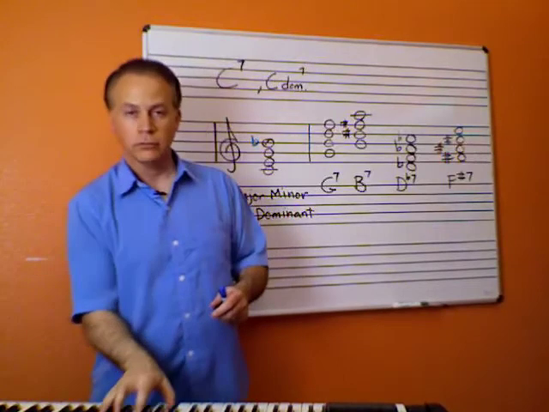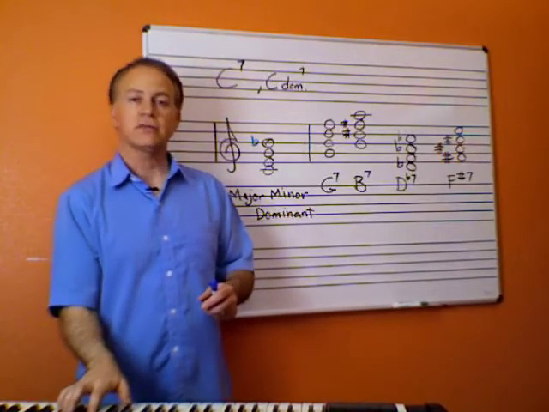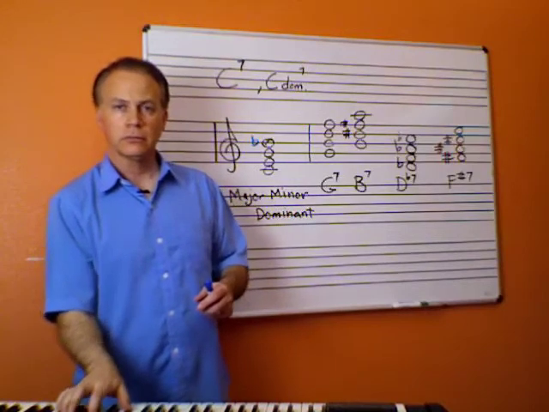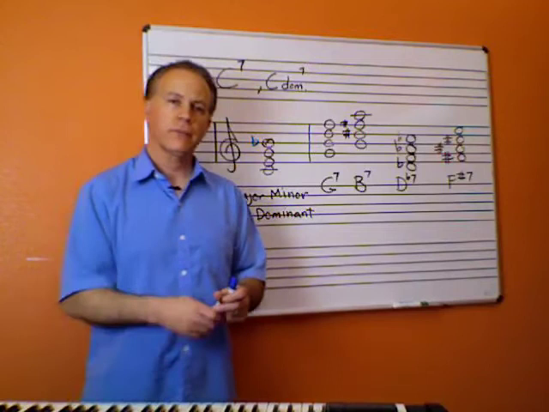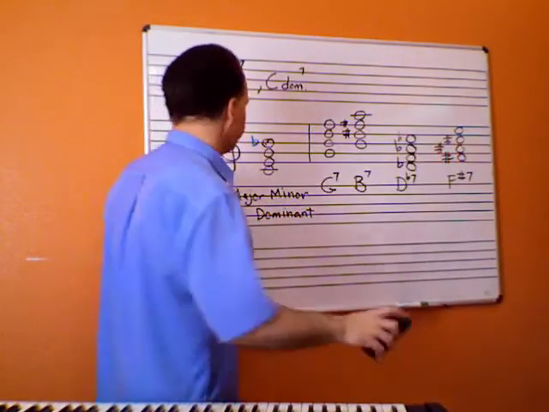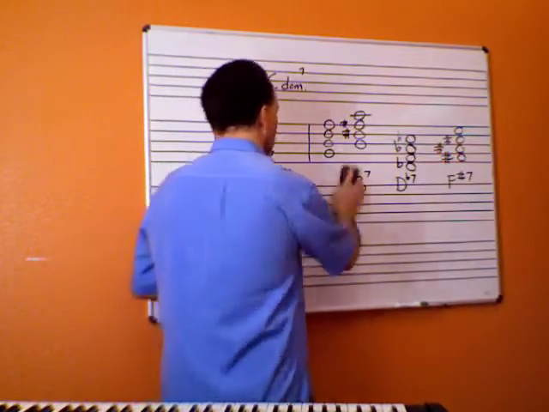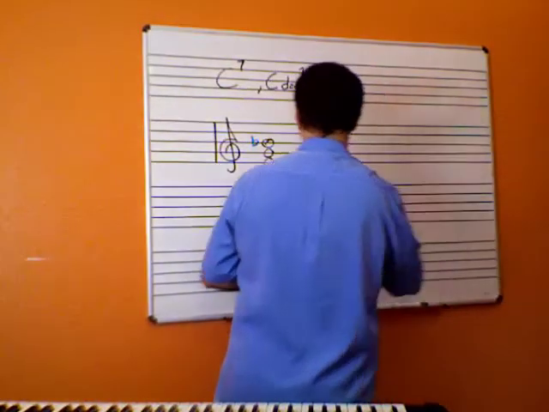Here's G7, B7, D flat 7, and F sharp 7. Okay. Remember, this is when we use the Mixolydian mode, on these dominant seventh chords. Now, let's go to the next type.